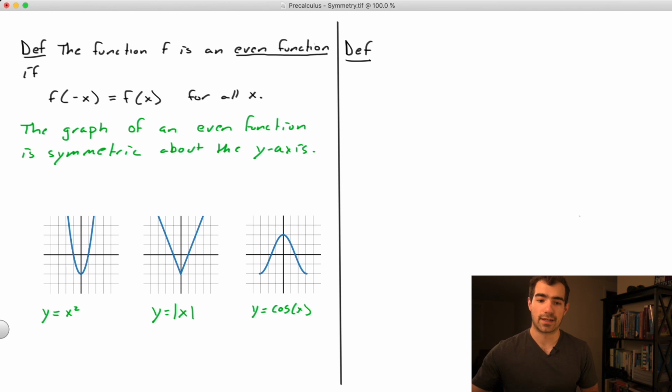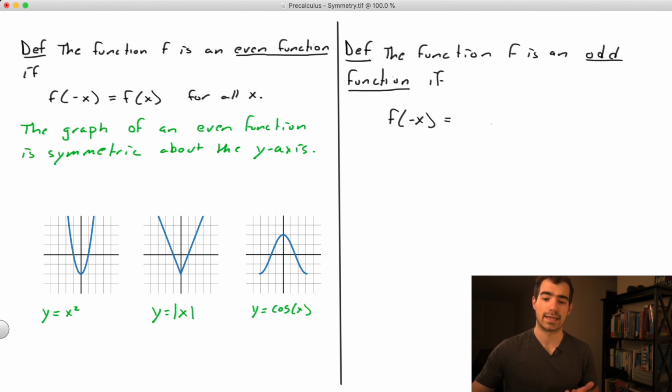Now, on the other hand, we would say that a function f is odd. The function f is an odd function if f of negative x is equal to negative f of x. So it's even if f of negative x is equal to f of x, and it's odd if f of negative x is equal to negative f of x.